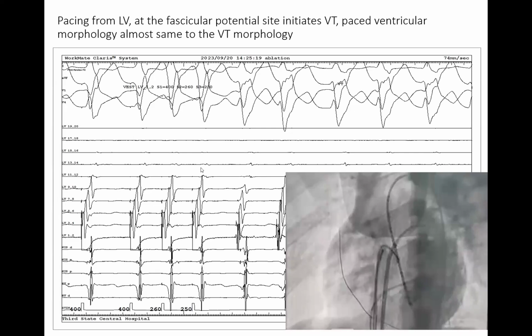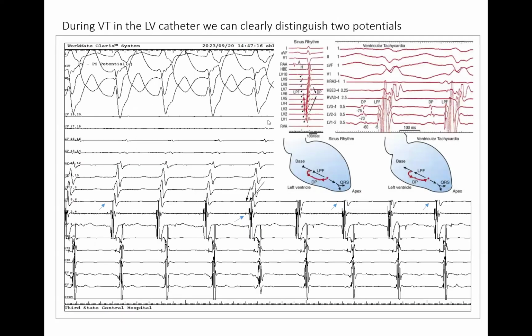Next, in fascicular VT, the most important part is to find the diastolic potential during the VT and during the sinus rhythm. Why this is important, I will explain later. But now I want to show our potentials.